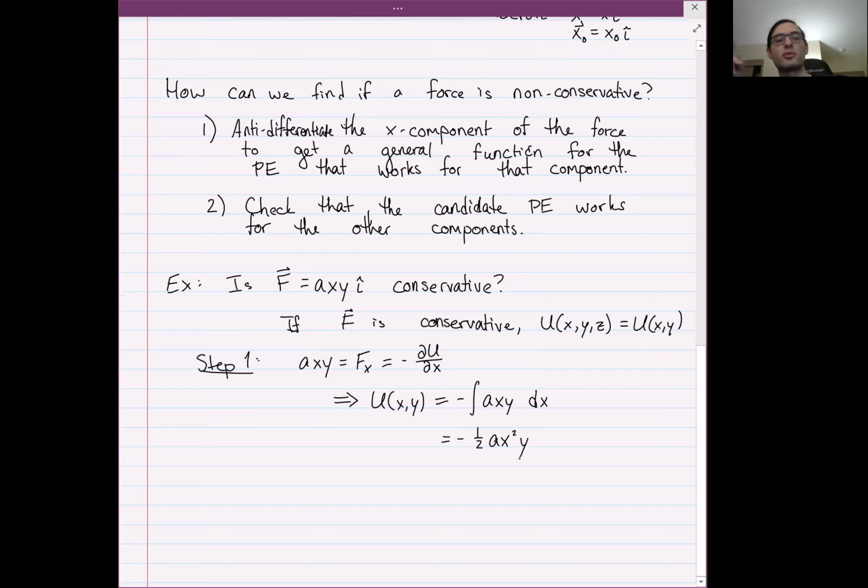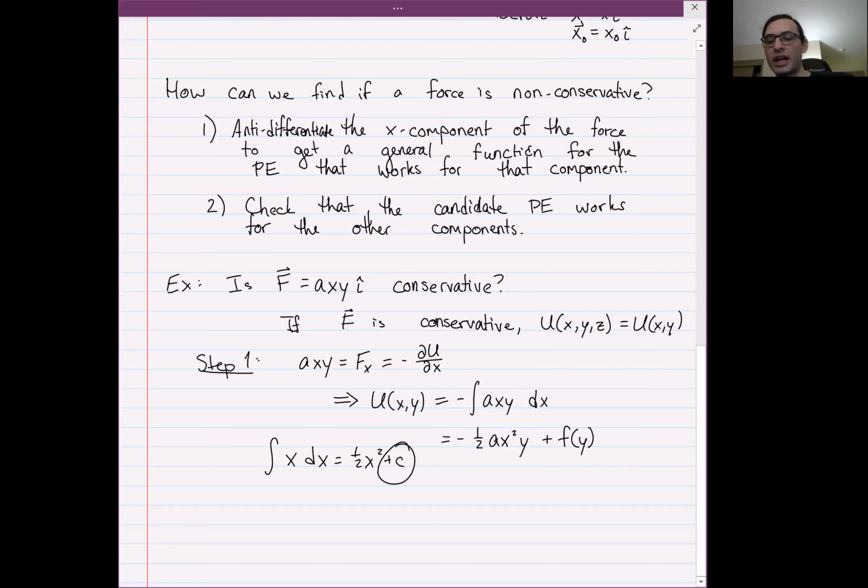But we have to do something special here. When you do an antiderivative, you always have to add a constant, right? Like if you did the integral of x dx, that's 1/2 x squared plus c. But in this case, it's not enough to just add a constant, because there is another coordinate variable, another thing that could change if you changed y, but we're not changing y. So instead, we add a function that's constant with respect to x.